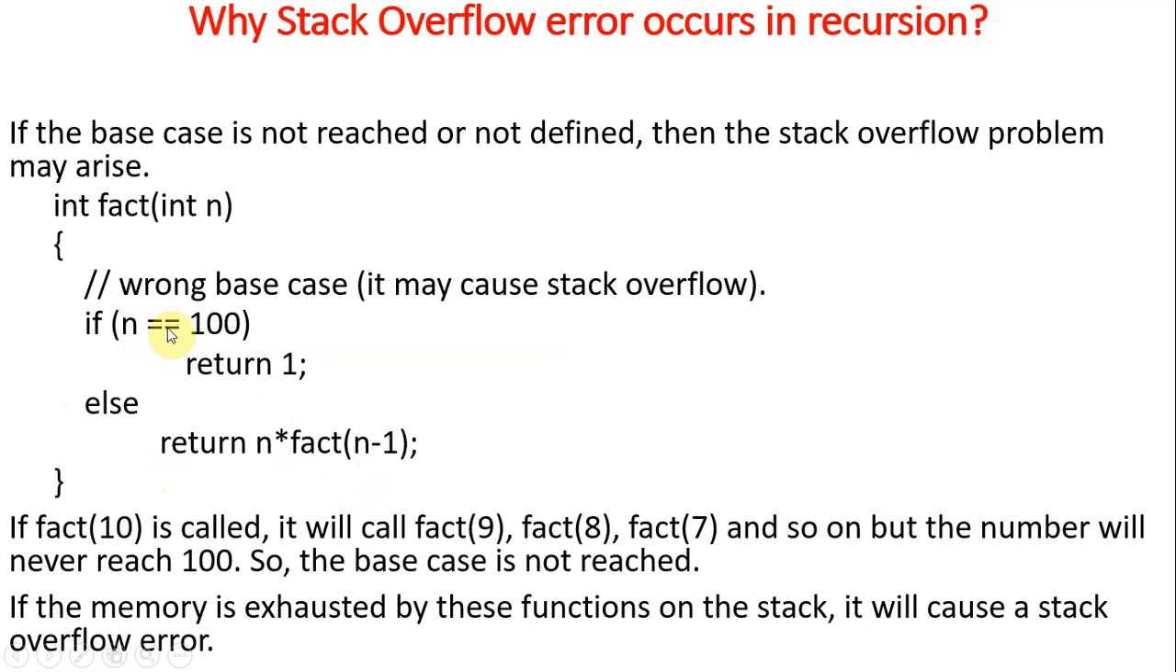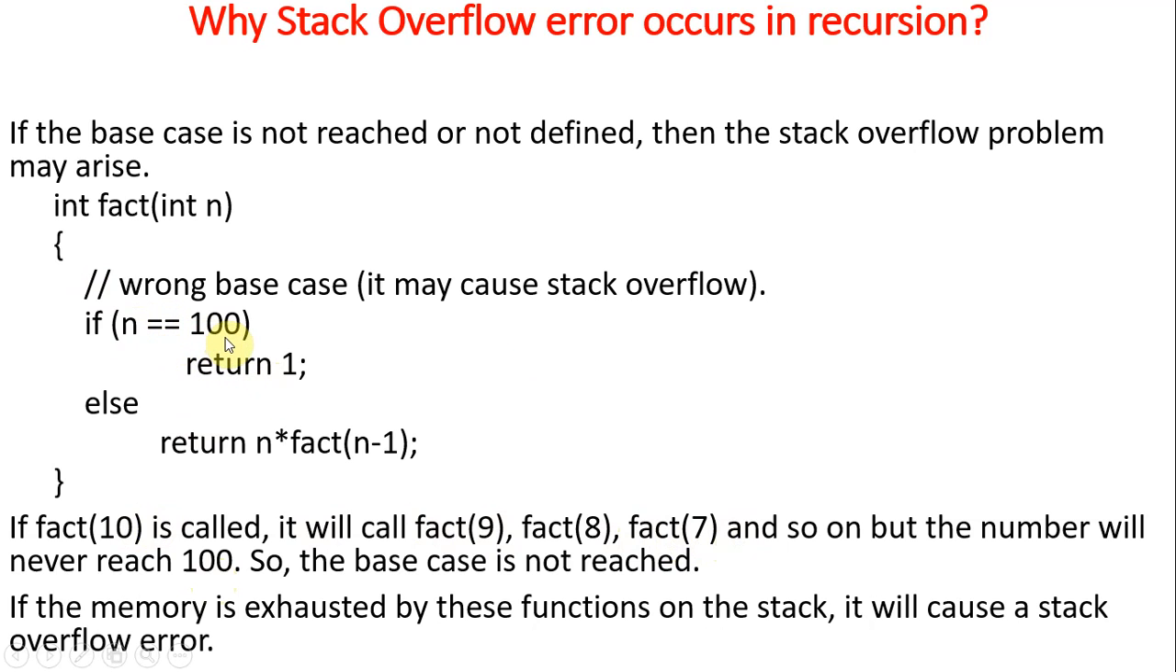When we want to calculate the factorial for 10, what is happening? First we go with fact of 10. The n value we have passed is 10. Fact 10 calls fact 9, then 8, 7 and so on till fact 1. Do we find anywhere n equal to 100? We start with 10 and end with 1, but we never reach 100. By calling 10, 9, 8, 7, 6, 5, 4, 3, 2, 1, we reach 1, then we return the value 1.